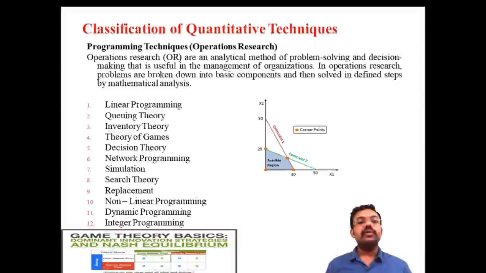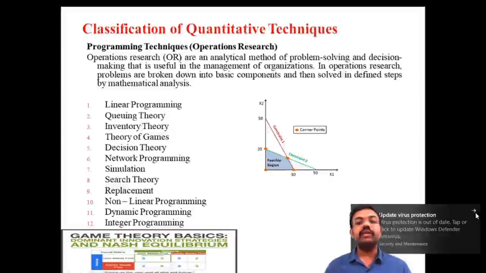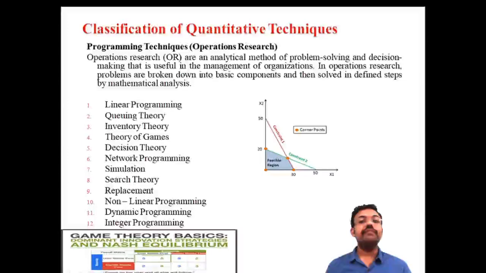So we are using a lot of operational research or OR techniques for decision making. They include linear programming, non-linear programming, queuing theories, inventory management, decision making, network programming, simulations, and search theory. These are the important categories of OR techniques. So we are using a lot of OR techniques for the purpose of decision making. That is one of the important elements of quantitative techniques, that is operational research or OR techniques.